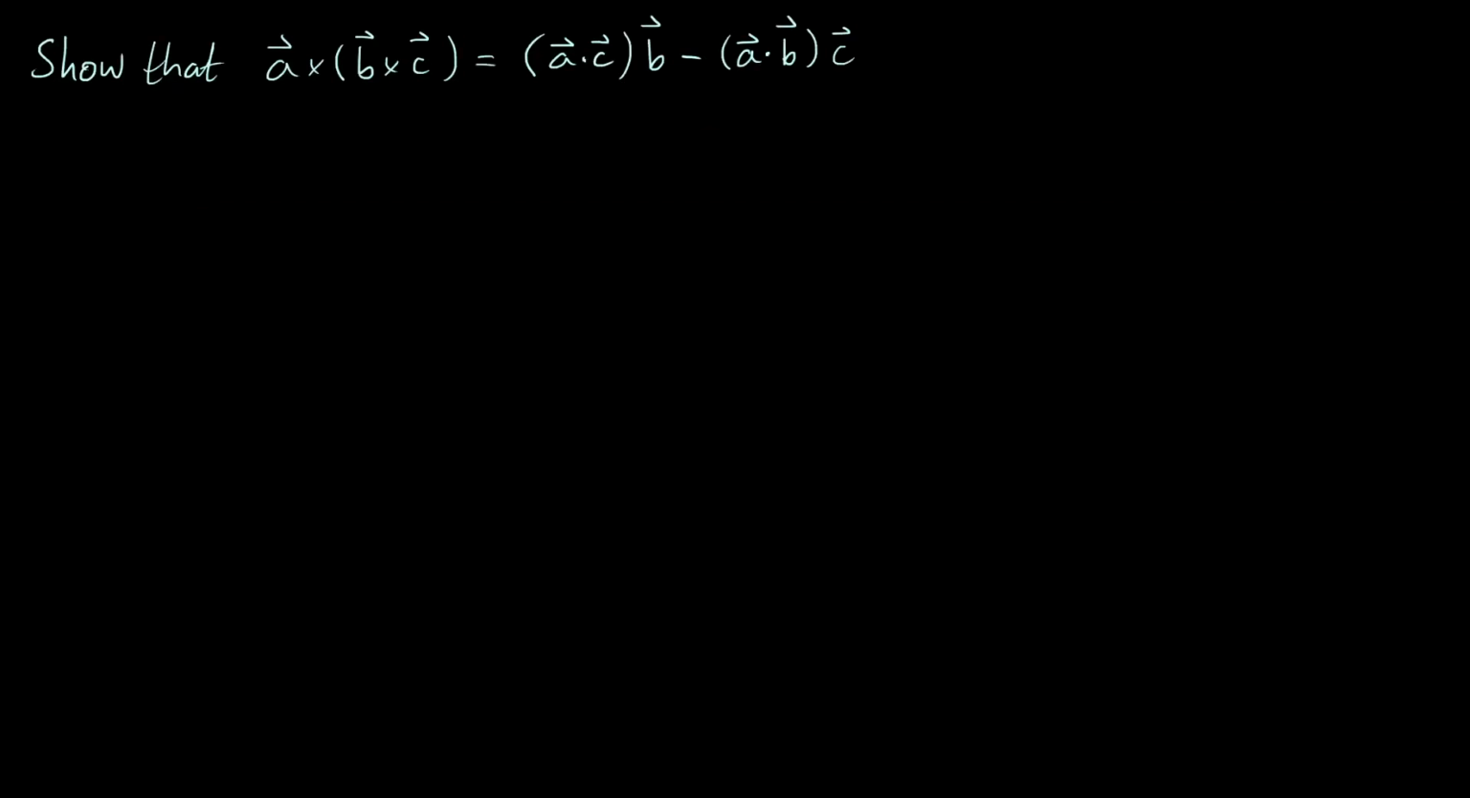Hello everyone, today we're going to derive a really useful vector identity, which is the vector triple product A crossed with B cross C, and we want to show that's equal to A dot C times B minus A dot B times C. Now, one way to do this would be just to write out all of these cross products component-wise and do it that way.